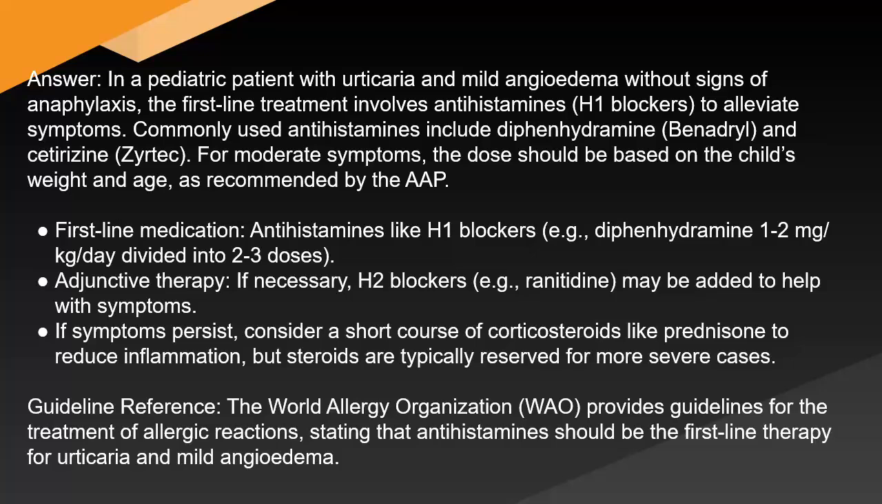First-line medication: antihistamines like H1 blockers, e.g. diphenhydramine, divided into 2-3 doses. Adjunctive therapy: if necessary, H2 blockers, e.g. ranitidine, may be added to help with symptoms. If symptoms persist, consider a short course of corticosteroids like prednisone to reduce inflammation, but steroids are typically reserved for more severe cases. Guideline reference: the World Allergy Organization (WAO) provides guidelines for the treatment of allergic reactions, stating that antihistamines should be the first-line therapy for urticaria and mild angioedema.